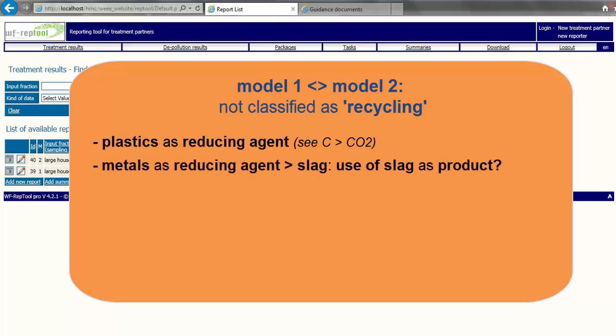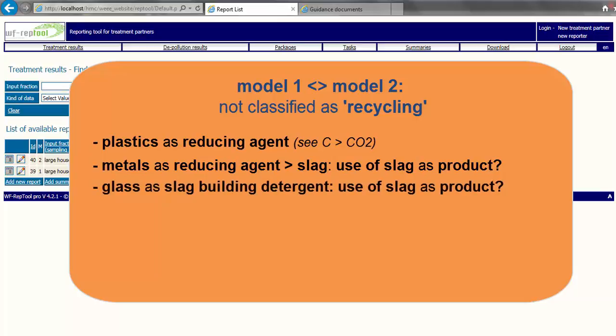For metals being used as reducing agent and going to the slag, the question on the use of the slag as product will have to be answered. For glass being used as slag building detergent and going to the slag, also the question on the use of slag as a product will have to be answered.